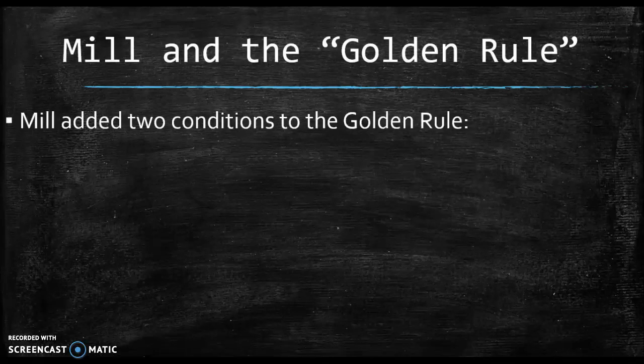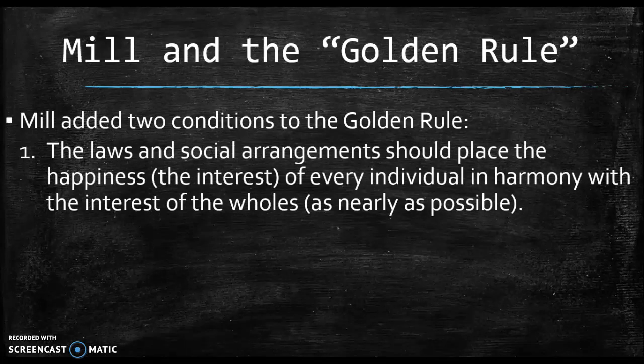Mill also builds upon the golden rule, as we've seen everybody sort of criticize. Laws and social arrangements should place the happiness of every individual in harmony with everybody, right? So trying to get everybody together. Remember, deontologists and others criticize the golden rule because it says treat people how you want to be treated. But the problem with that is, what if you're willing to have pain inflicted upon you? Then the argument is that's the golden rule. Pain is good. That's a problem because most people don't see it that way.